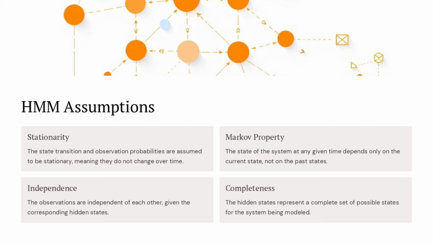The key assumptions of hidden Markov models are that the system has stationary transition and observation probabilities. The Markov property holds where the current state depends only on the present and not the past. The observations are independent given the hidden states, and the hidden states represent a complete set of possible states for the system. These assumptions allow us to build powerful models that can effectively capture the dynamics of complex systems with hidden states. Understanding and adhering to these core assumptions is critical when applying HMMs to real-world problems. I'll briefly expand on each of these assumptions to provide more context.